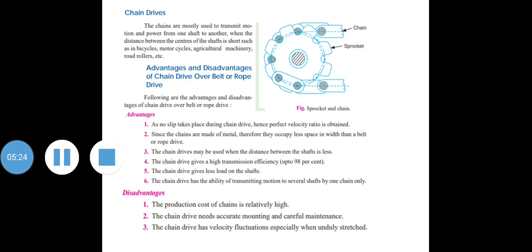Now the disadvantages of the chain drive. The production cost of this chain is relatively high. Chain drive needs accurate mounting and careful maintenance is required. Chain drive has velocity fluctuation, especially when unduly stretched. So these are some of the advantages and disadvantages of the chain drive.